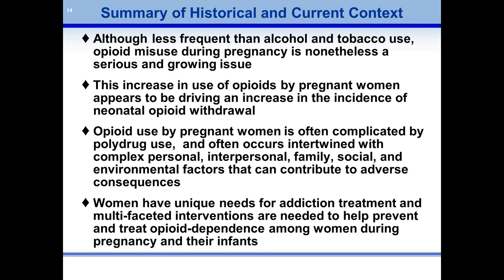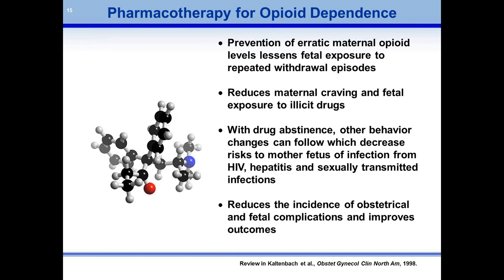consequences. So, you know, this issue cuts across all socioeconomic strata. And so there are women who have many means who have opioid dependence, and there are women that have very few means. And so, you know, the social determinants of health, I think, are vitally important to the longer-term health and outcome of the mother and her family. And finally, women definitely have unique needs for addiction treatment. And so this complex illness definitely deserves a multifaceted intervention to help her overcome and thrive in her life. So now let me turn to the medications that treat opioid dependence.